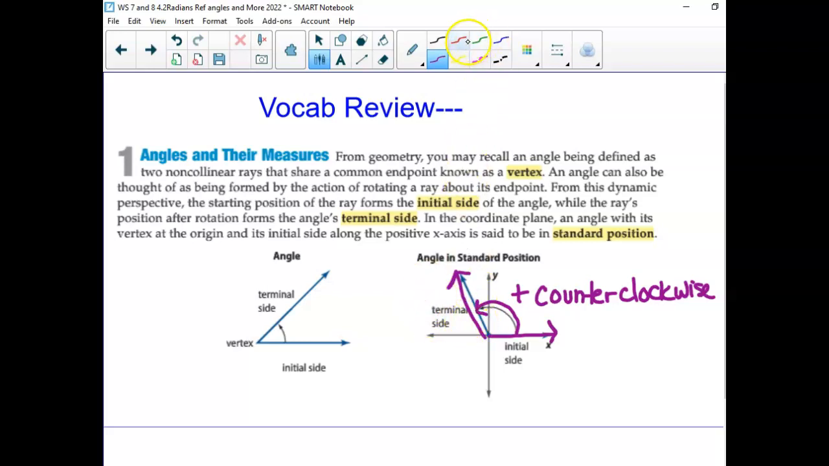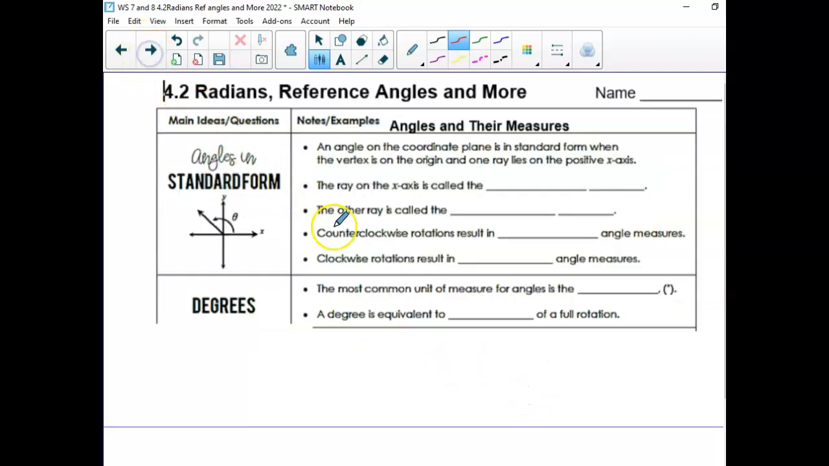And before we go too far today, we do need to review that this is quadrant 1, this is quadrant 2, quadrant 3, and quadrant 4. Normally they use Roman numerals, but I'm fine if you don't, okay? All right, so real quick on your notes, an angle on the coordinate plane is in standard form when the vertex is at the origin and one ray lies on the positive x-axis. The ray on the positive x-axis was called the initial side. And the other ray, wherever it may be, is called the terminal side.